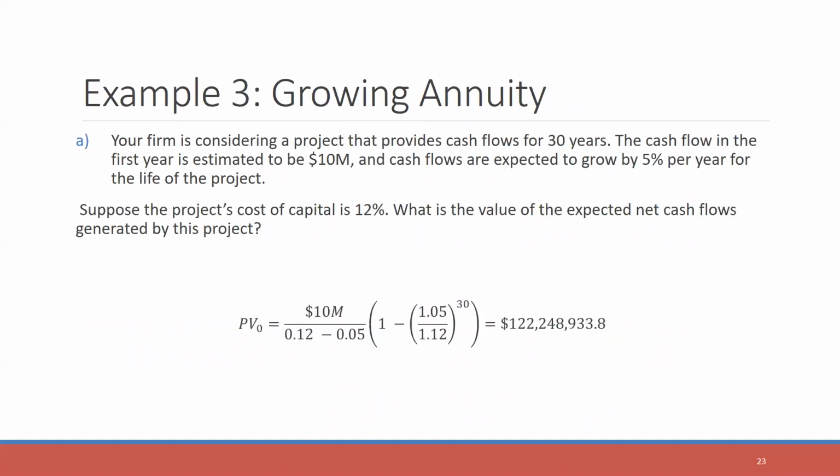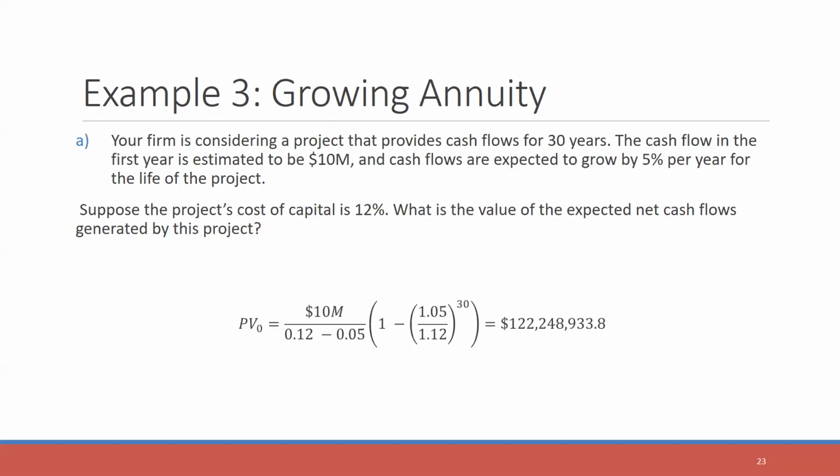So let's do an example together. A firm is considering a project that provides cash flows for 30 years. So we already know what's an annuity. The cash flow in the first year is estimated to be 10M, and cash flows are expected to grow by 5% per year for the life of the project. Suppose that the project's cost of capital is 12%. What is the value of the expected net cash flows generated by this project?